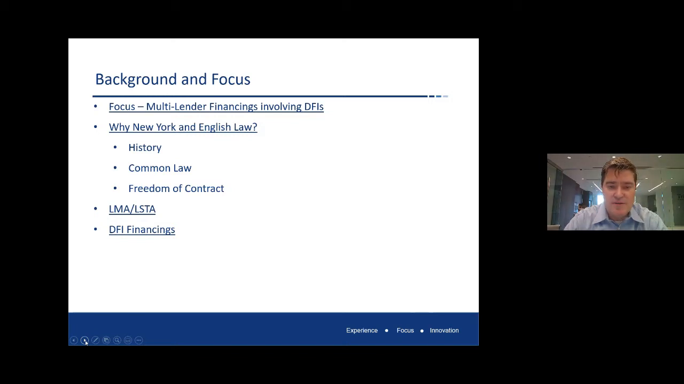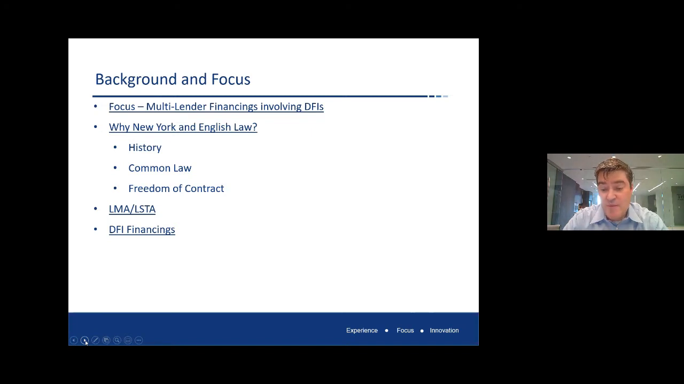So why New York and English law? With respect to our Paris colleagues, New York and English law, as I think most people in the audience know, are the primary laws for financial transactions internationally. This presentation will focus primarily on the differences, but we should note up front that the similarities vastly outweigh the differences. Both New York and English law come from a common history. New York law obviously originated out of English law. That said, there's been some divergences over the past couple hundred years.